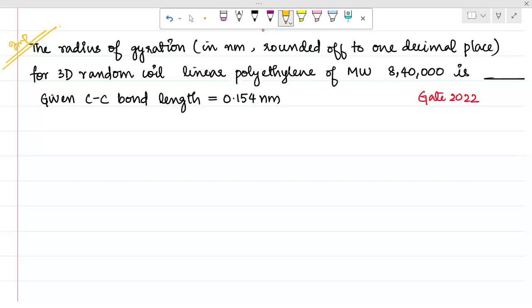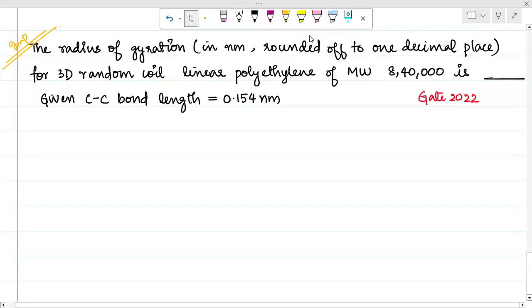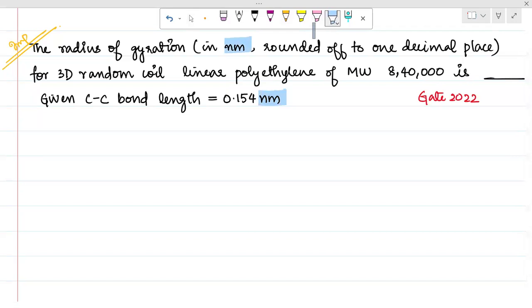The radius of gyration in nanometers, rounded off to 1 decimal place, for a 3D random coil of linear polyethylene of molecular weight 8,40,000 is dash. Given the CC bond length is 0.154 nanometers. So first of all, the units in the question are given in nanometers, and they want the answer also in nanometers, so the unit conversion is not required.